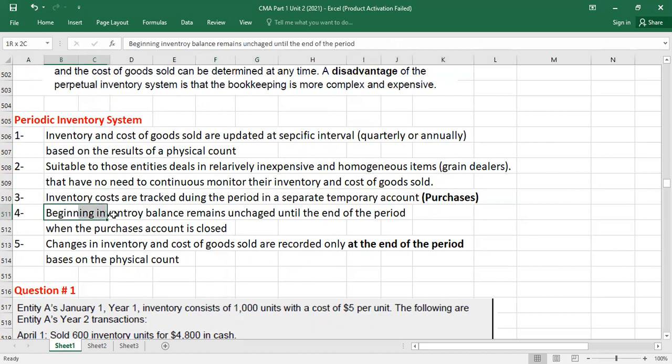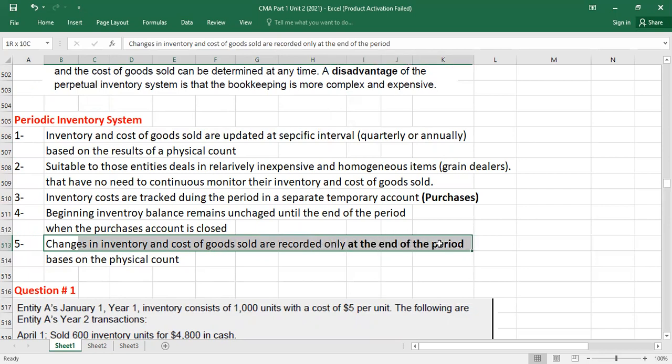Then, beginning inventory balance remains unchanged until the end of the period when the purchases account is closed. Yes, so the beginning inventory value will not change. The point number 5, changes in inventory and cost of goods sold are recorded only at the end of the period based on physical count.